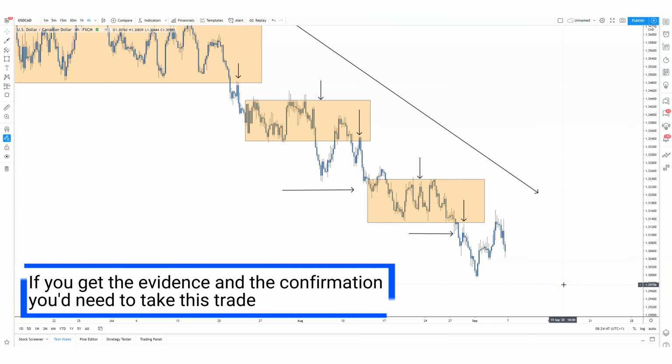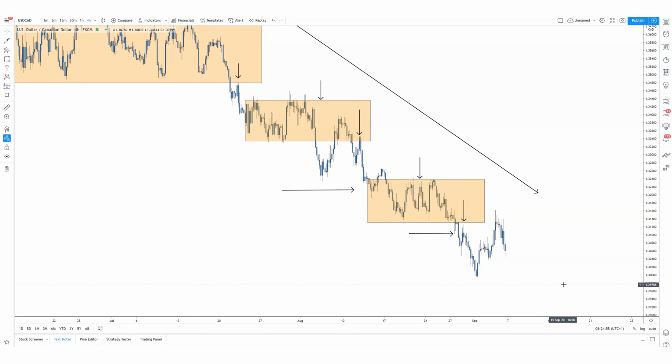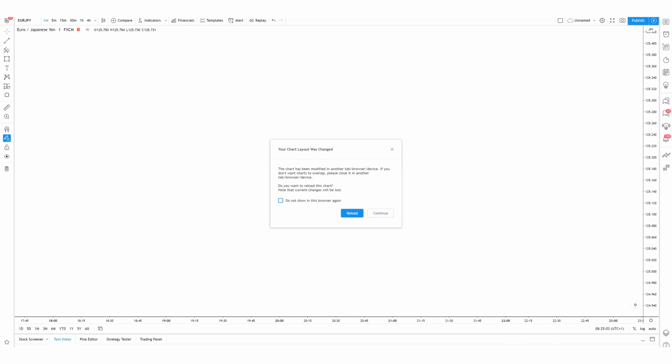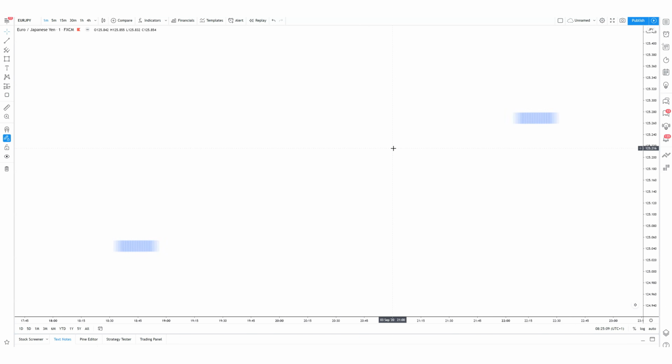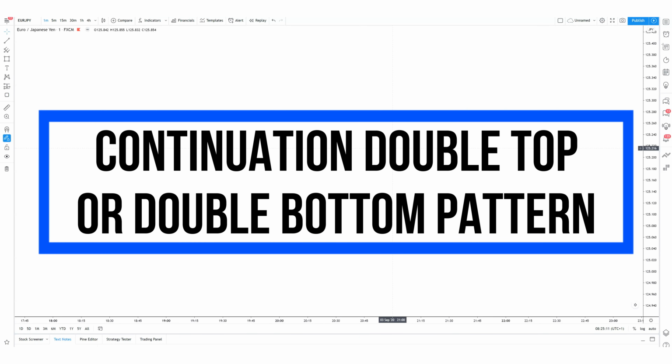Once again, if you get the evidence and the confirmation you need to take this trade, then guess what? Go guns blazing and get in the market. So that's our second pattern that we took a look at today, which is the breakout continuation retest. And the final one that I'm going to take a look at for you is what I like to call, and in my personal opinion, my favorite pattern, is the continuation double top or double bottom pattern.